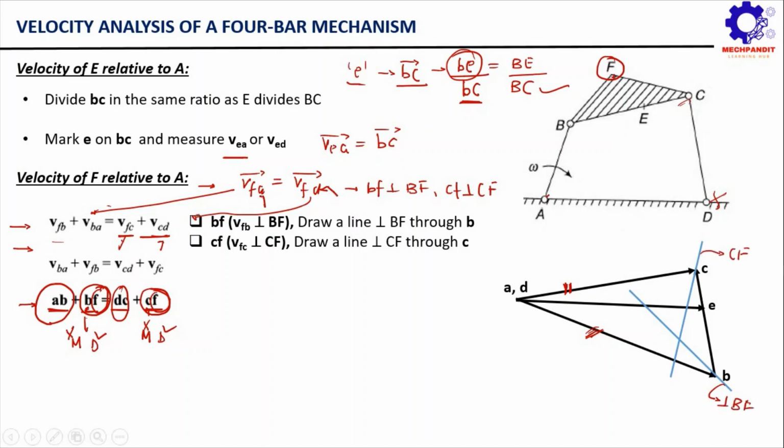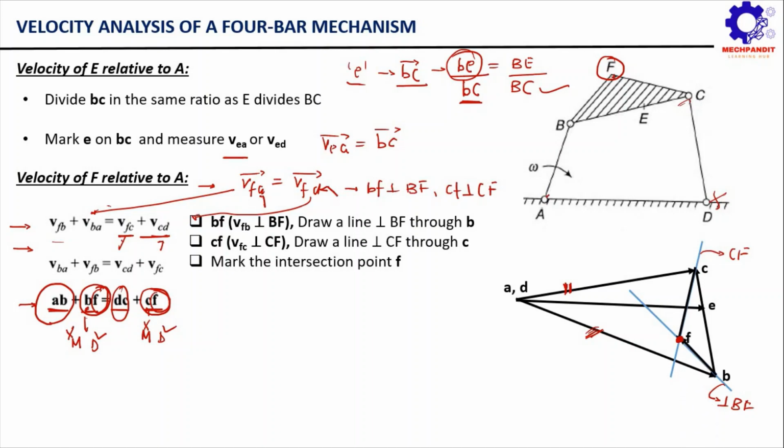Now once you have done that, what should be our next step? Obviously the next step is to mark this intersection point. This intersection point will be point F. Very easy, right? Now once you have marked that intersection point, what is required to do? After that you simply join F with C, and join F with B.